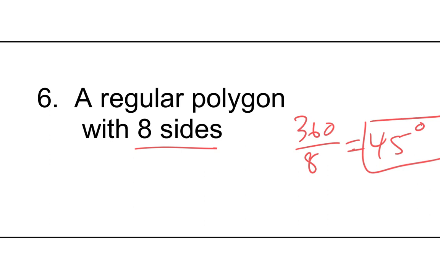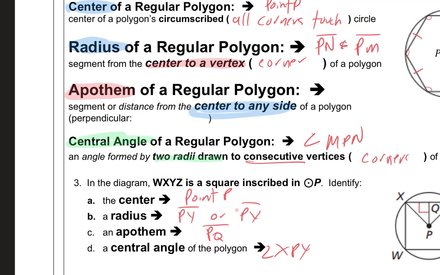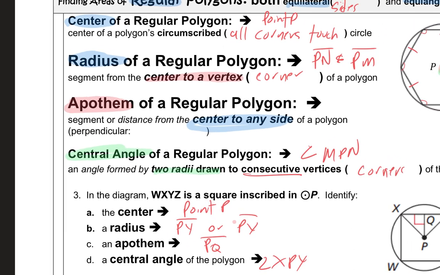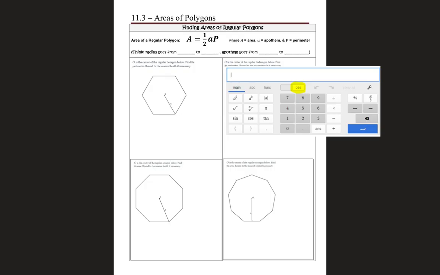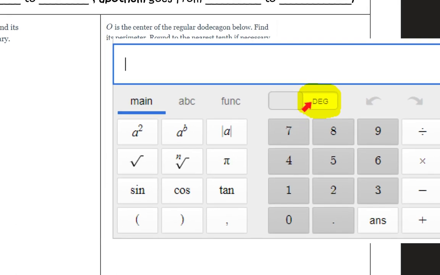Keep that in mind as we move on to our second page, but the main thing we want to focus on going forward is the apothem and the radius. Those are the key things, the apothem going from the center to a side and the radius from the center to the vertex. Let's make sure that we have our calculator pulled up handy, because we're going to need our decimals calculator, and especially we're using trig today, so make sure it's in degree mode.